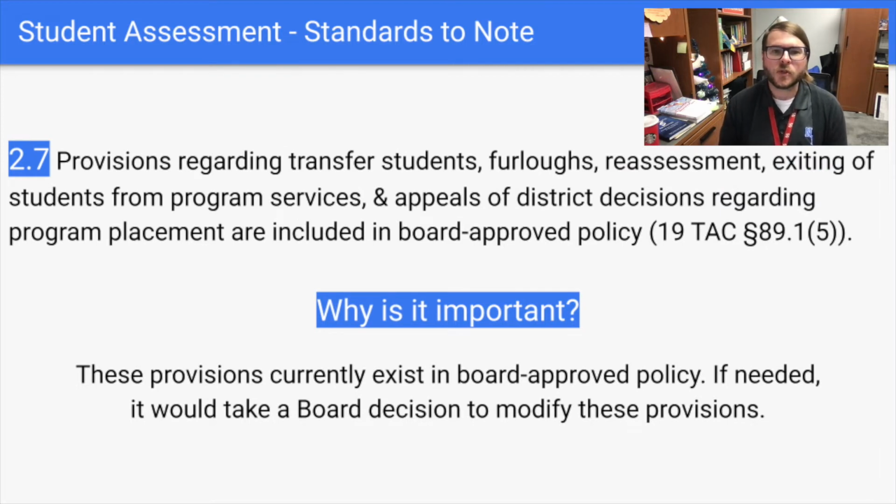2.7 says provisions regarding transfer students, furloughs, that's when students take a break from GT services. Maybe there's a loss, some kind of trauma, some kind of illness. Could be for a lot of reasons. They need a break from services. That's allowed. Reassessment, exiting of students from program services, and appeals of district decisions regarding program placement are included in board approved policy. Check, we have all that.